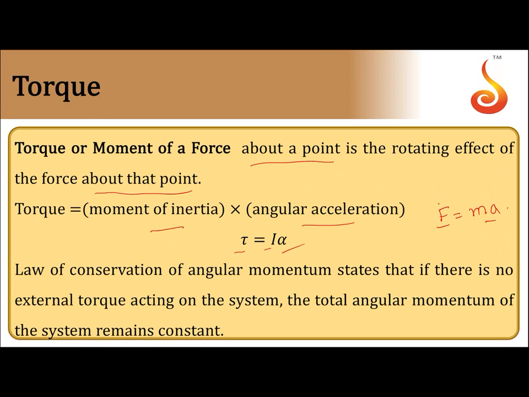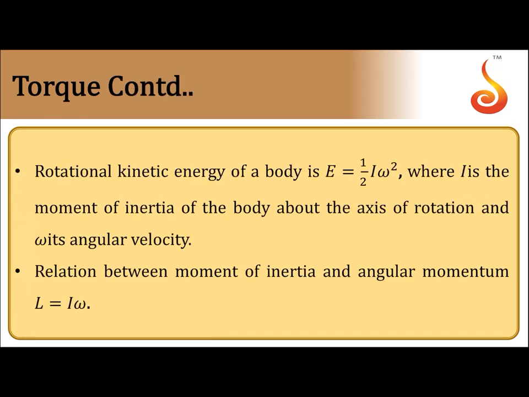According to the law of conservation of angular momentum, if there is no external torque acting on the system, then the total angular momentum remains constant. Then rotational kinetic energy of a body is given by E = ½Iω², where I is moment of inertia and ω is angular velocity. Angular momentum can be written as Iω, similar to linear momentum being mass into velocity. M becomes I, v becomes ω, and p becomes L.